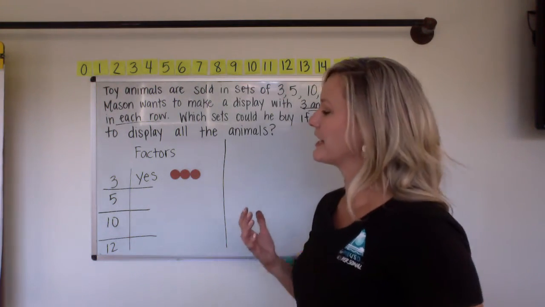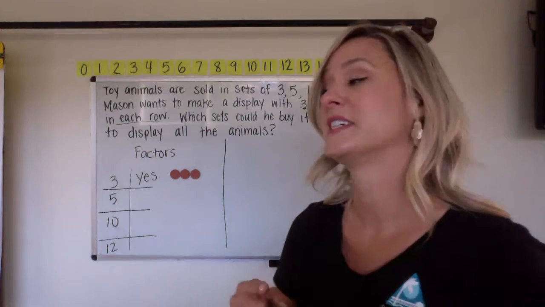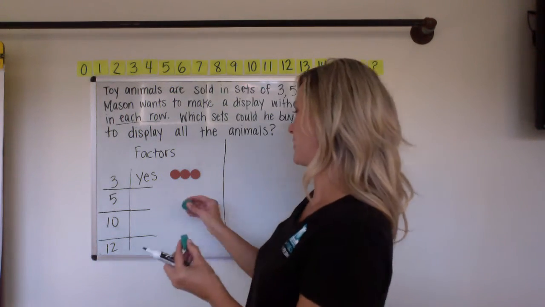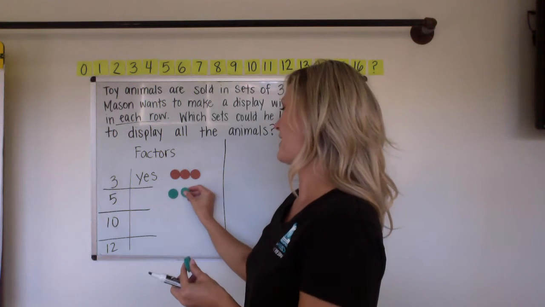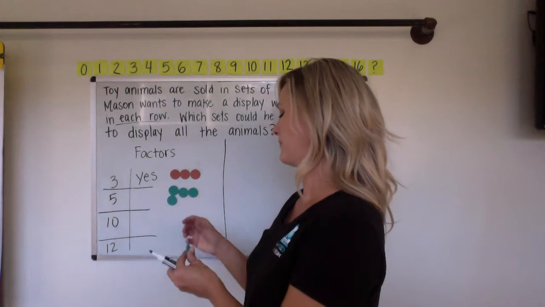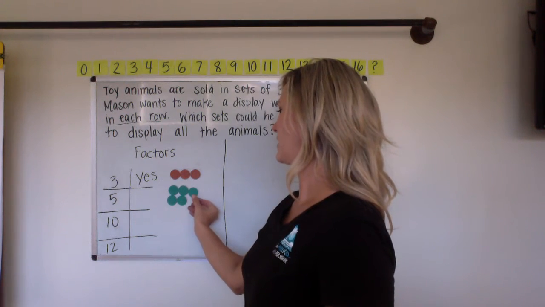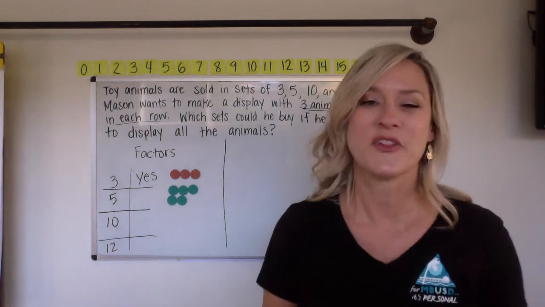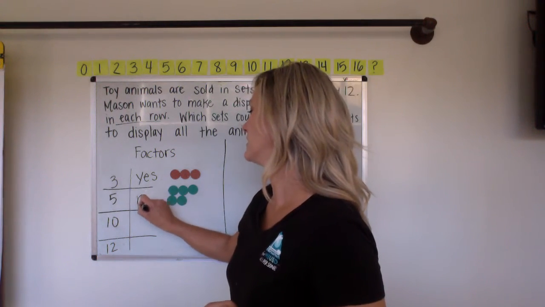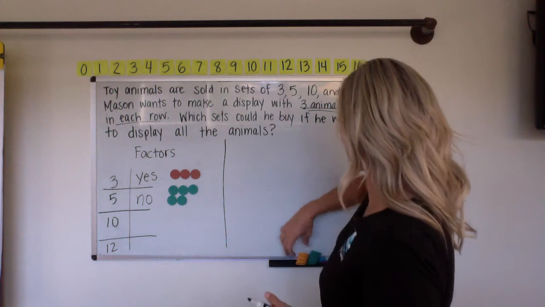Now we're going to try to find out, is 3 a factor of 5? If we have the number 5, can we make rows of 3 without gaps or overlaps? So there's one row of 3 and a second row, but it doesn't make 3. So that means that 3 is not a factor of 5. So this one is a no. All right, let's move on to 10.